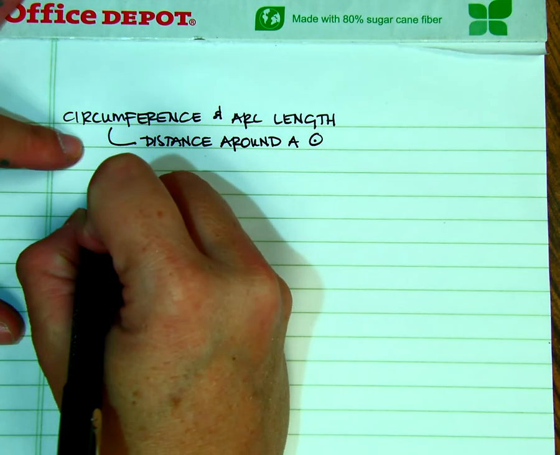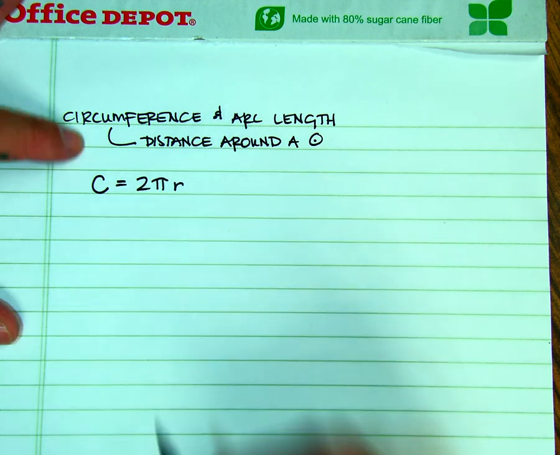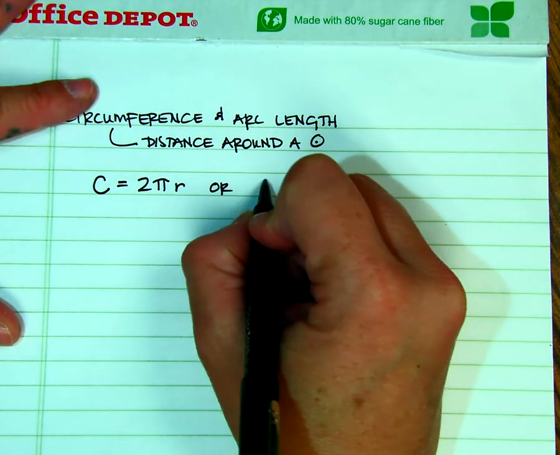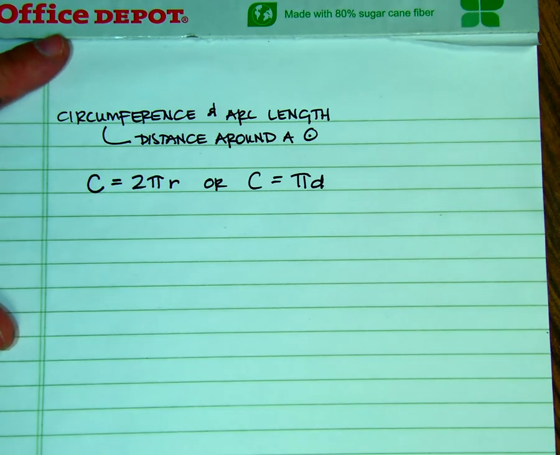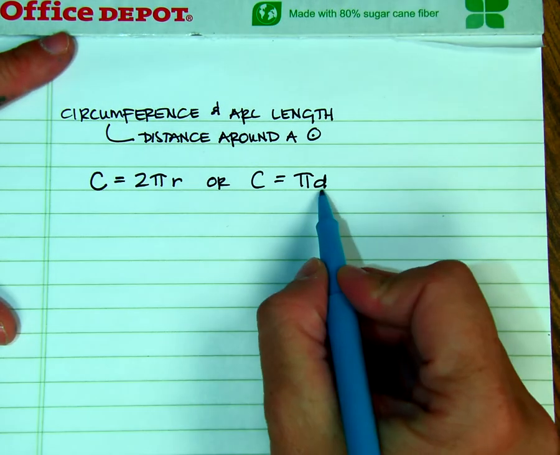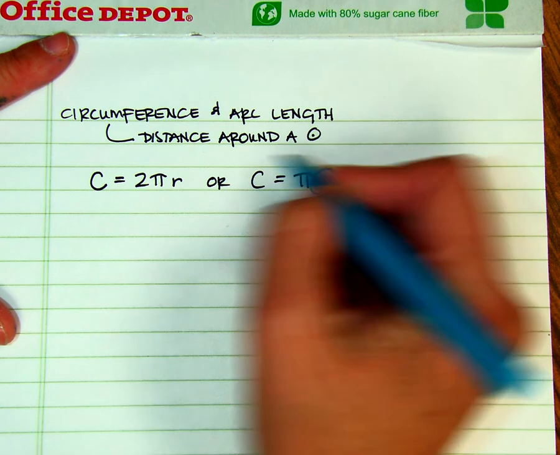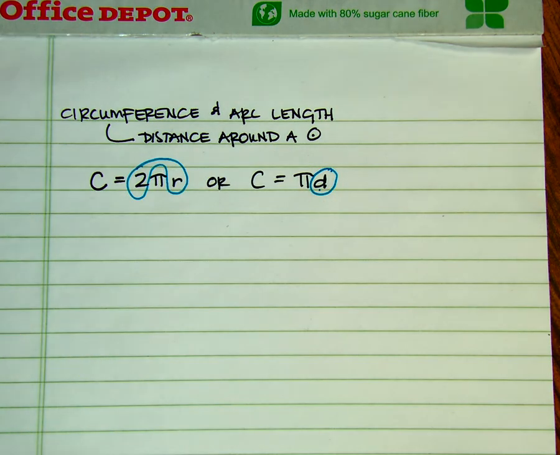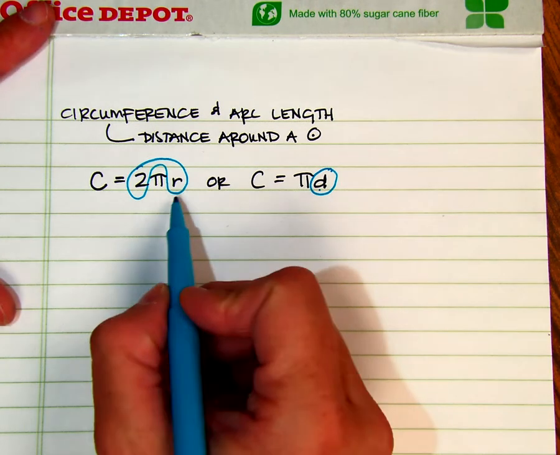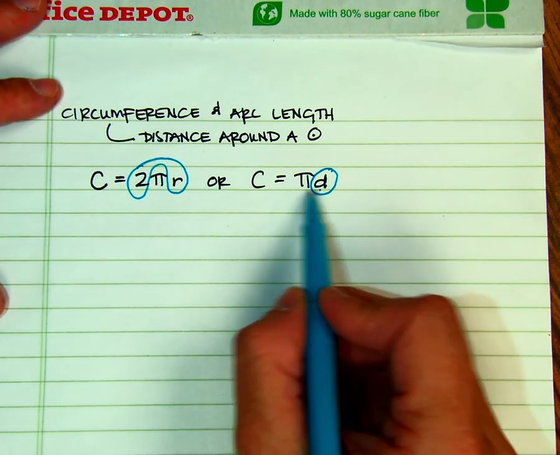There is a formula that says circumference equals 2 pi r, or circumference equals pi d. We know that the diameter is twice the radius, so we're just interchanging those two. So if I'm working a problem trying to find the circumference, if I'm given the radius, I'm going to use this formula. If I'm given the diameter, I'm going to use this formula.